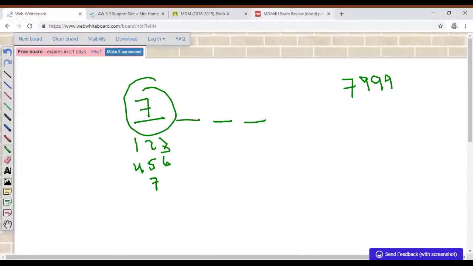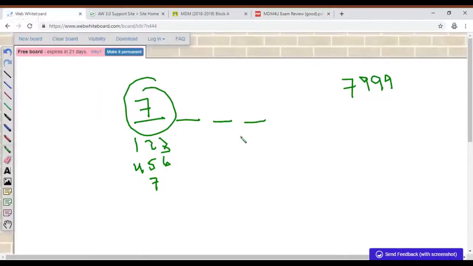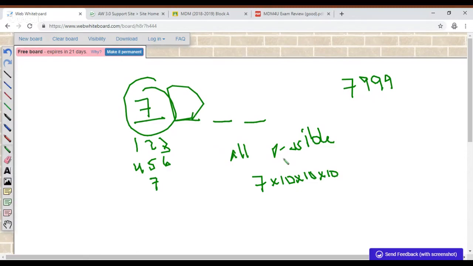Now, the question says that we need the number to contain at least 1 9. So this is definitely one where you want to do the opposite. We're going to count all possible numbers and subtract the ones that have 0 9s. So all possible numbers that are 4 digits long, less than 8,000, would be 7 times 10 times 10 times 10, because repetition is allowed, and you can use anything 0, 1, 2, 3, all the way up to 9. So there's 7,000 numbers that are less than 8,000 and 4 digits long, which should make sense anyway.